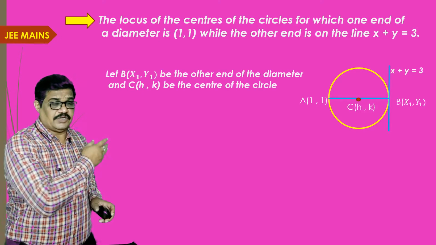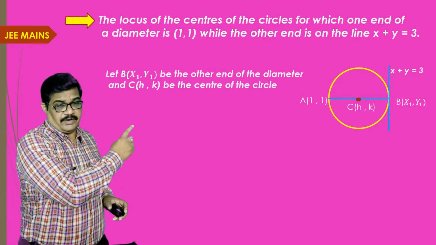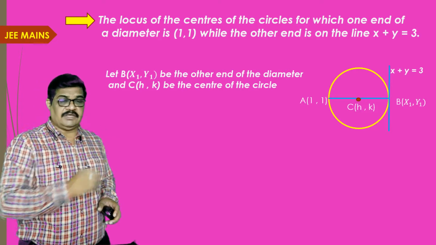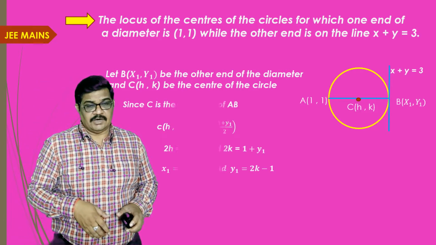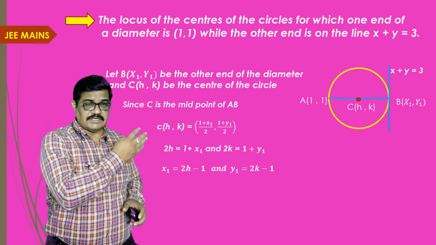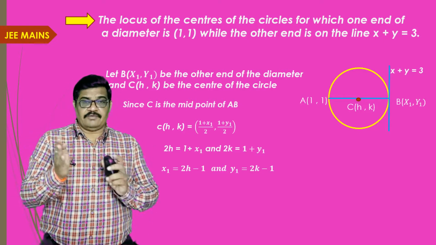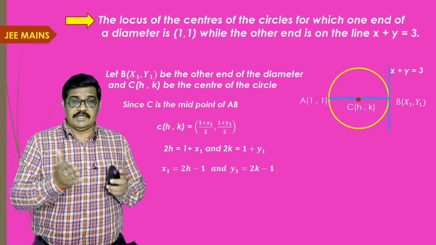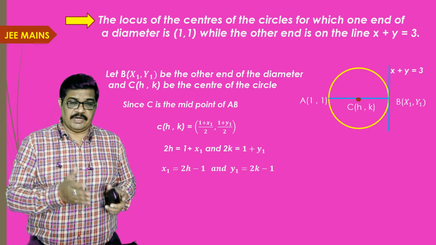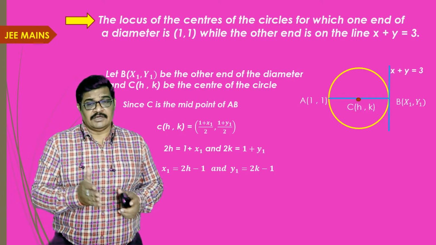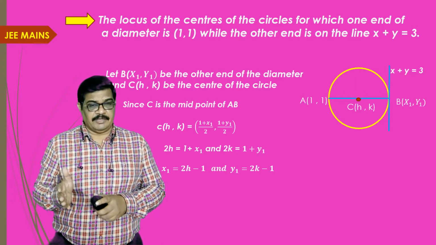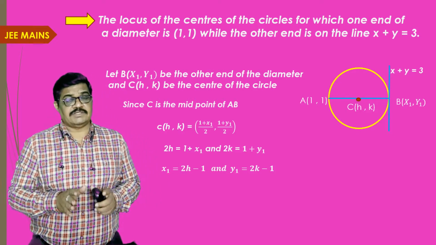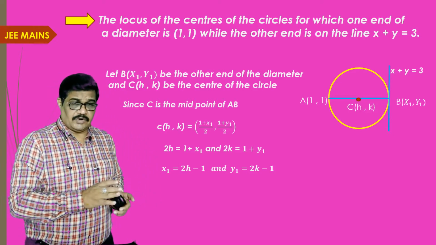See the solution. Let B (x1, y1) be the other end of the diameter and C (h, k) be the center of the circle. Since AB is the diameter, C is the midpoint of AB. Now we equate the center (h, k) to the midpoint of A and B. Here A is (1, 1) and B is (x1, y1). So what is the midpoint?